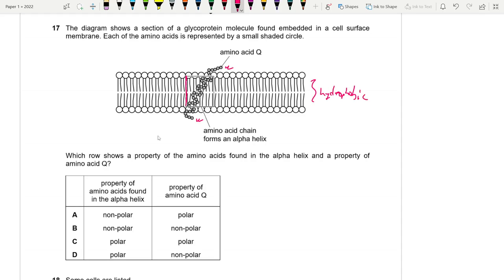Okay, so this section in the middle is hydrophobic. The alpha helix is hydrophobic. So it needs to be nonpolar. And the amino acid Q is actually polar since it's in the water itself, okay?